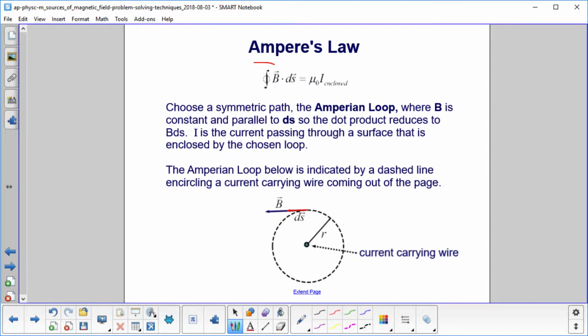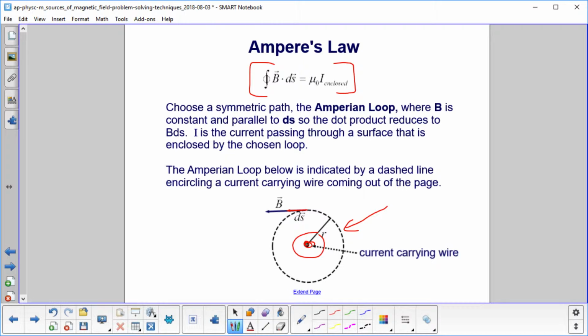Ampere's law is another way of evaluating the magnetic field. It's simpler, and it also requires a high level of symmetry. So we will choose a symmetric path, shown here in the dashed line, called an Amperian loop. And you need B to be constant on that path, and it certainly is. And it has to be parallel to ds, the line segment, so the dot product reduces to B ds. I is the current passing through a surface, so I would be here, for example. Could be either coming out of the page or into the page, and it is enclosed by the chosen loop.